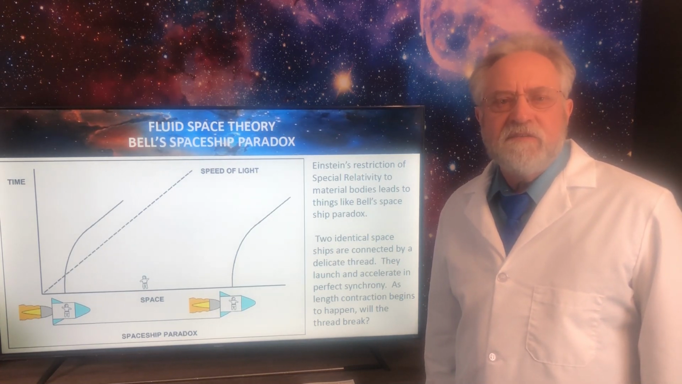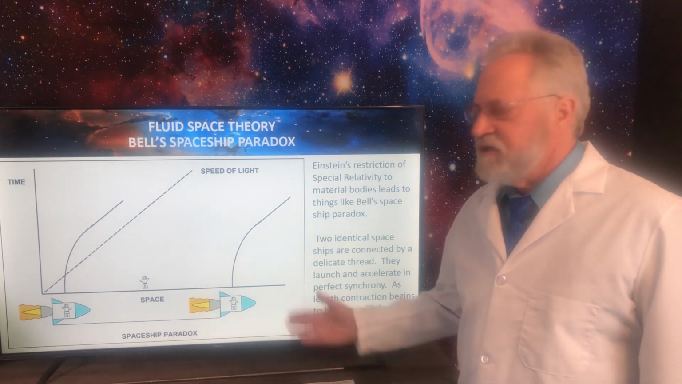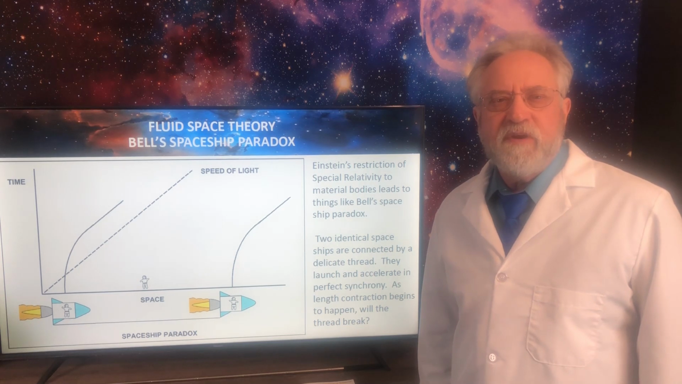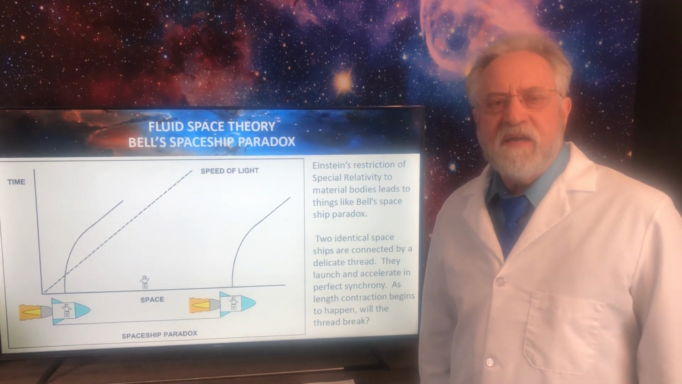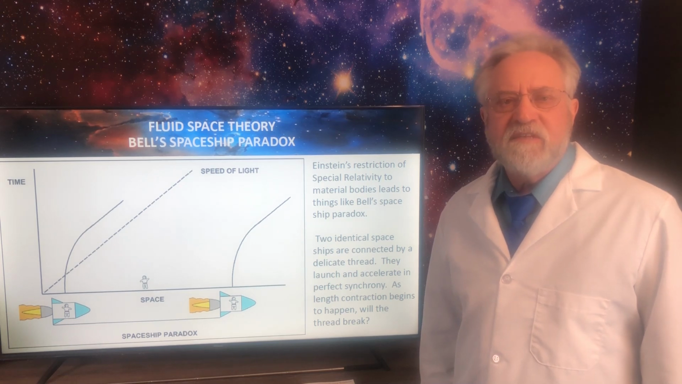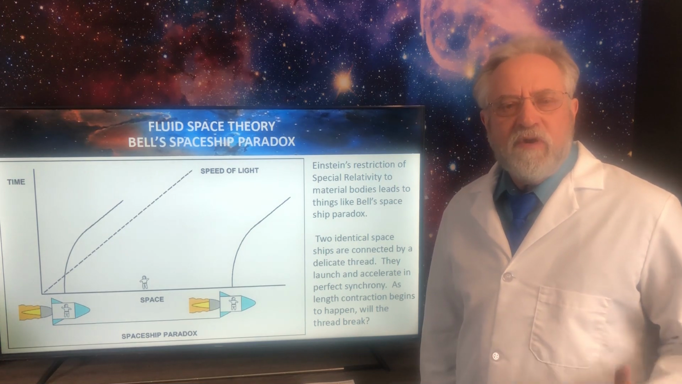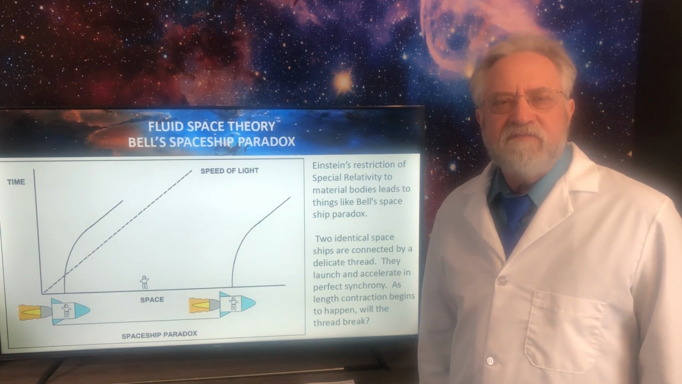Now, today is another installment of what Einstein got wrong. And today we're going to be talking about Bell's spaceship paradox. This is a follow-up to my most recent video on fixing special relativity. Bell's spaceship paradox shows you what you get with Einstein's space denial philosophy.